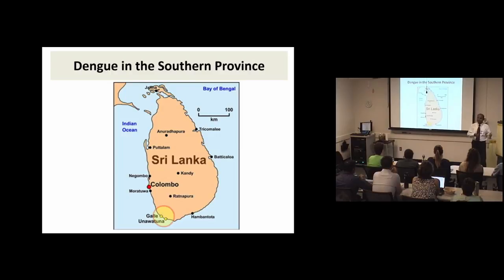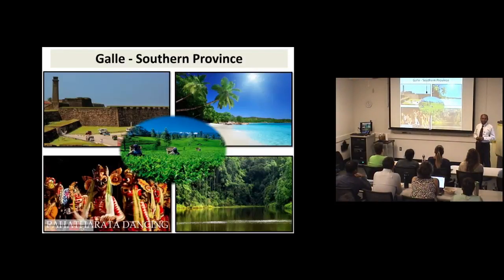But now I move to the southern region where we are from. You can see it's down there, Galle. It's a beautiful city with a lot of attractions, a popular tourist destination. Well, we can say Galle is the second highest population city, and it also has the second highest burden of dengue as well. So we have to play a major role in dengue control.